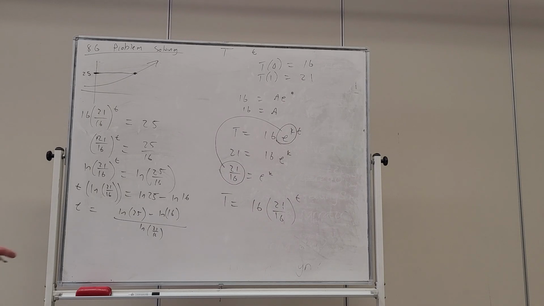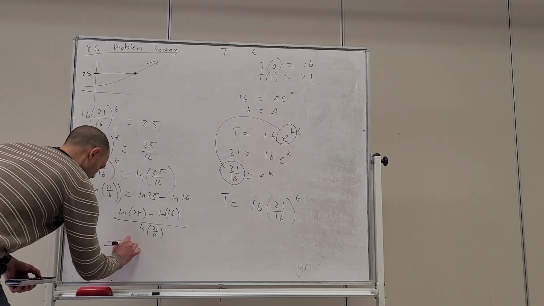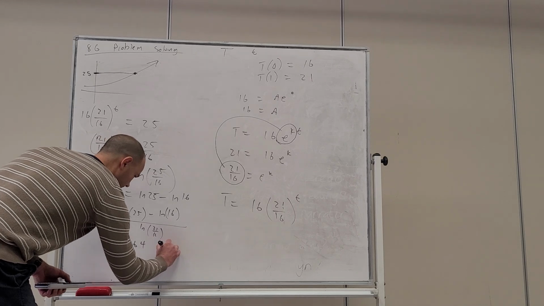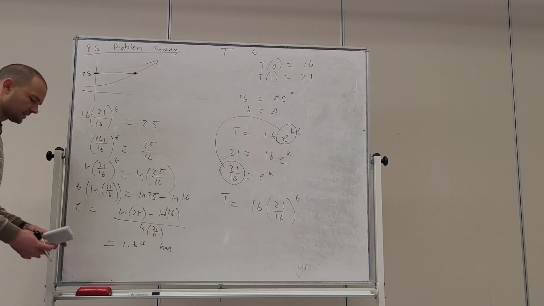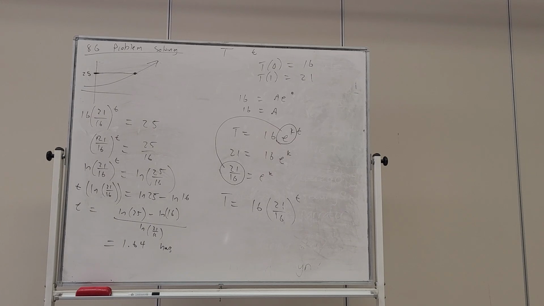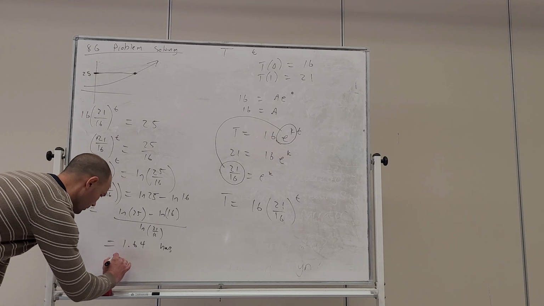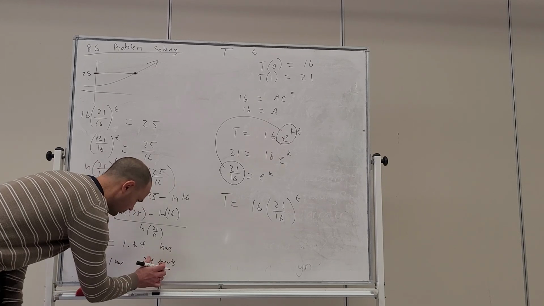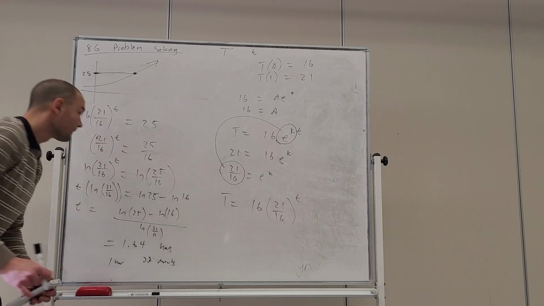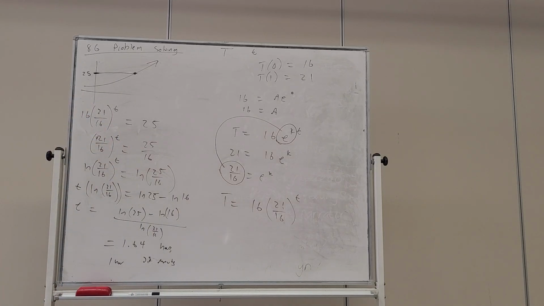And I've got 1.64. So that's 1.64 hours after being turned on. So we could say 1 hour and then 0.64 times 60 minutes, if you want to work out how many minutes, 38.4 minutes. So 1 hour, 38.4 minutes after. Very good. Okay, so that's part B.